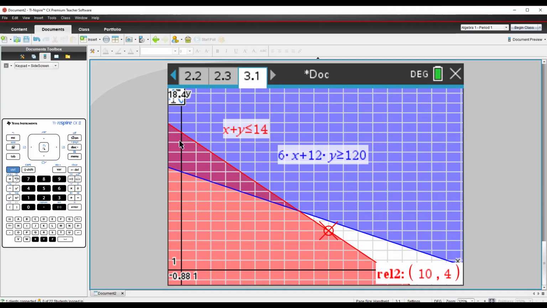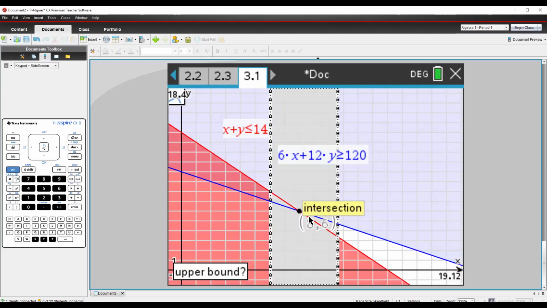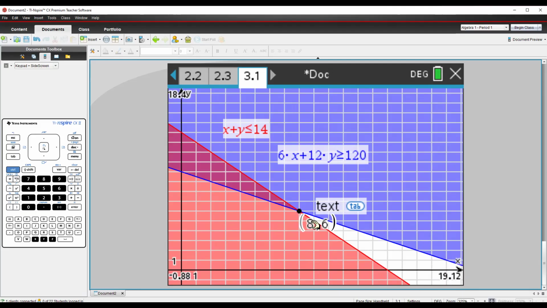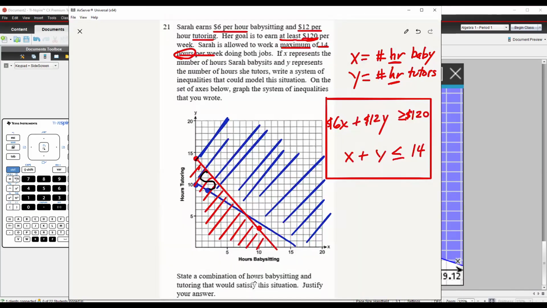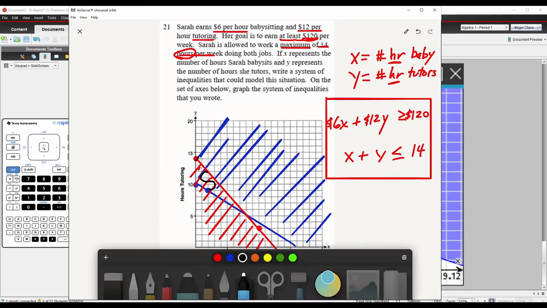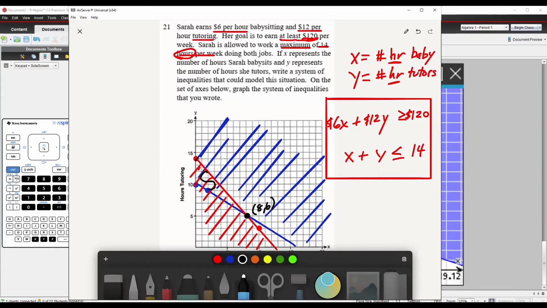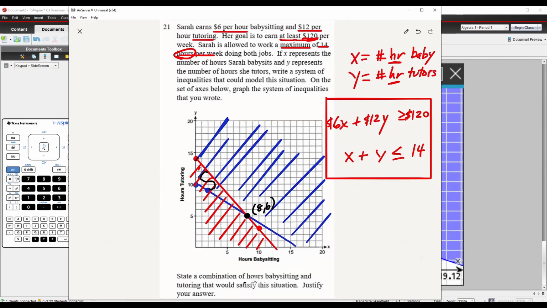So now, since these are both solid lines, I'm just going to find the intersection. So I'm going to go menu 64, and I'm just going to come here, find the intersection. It says if I babysit for 8 hours and tutor for 6 hours, I'm going to have enough money. So I can go here, and I want you guys to see there's a bunch of solutions, but this one is the obvious one right here. So this is 8, 6. It says state a combination of hours of babysitting and tutoring that would satisfy. And I'm just going to say 8, 6.